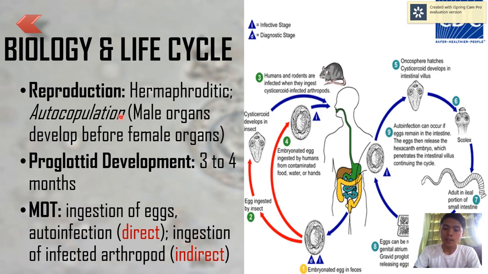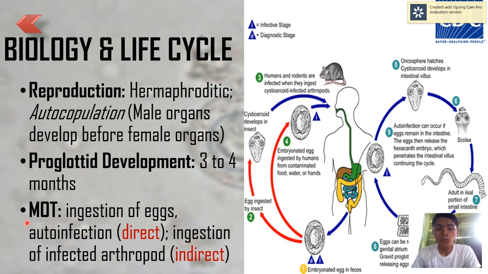Now, there are also cases na internal self-fertilization. So, meaning, that same proglottid ma-fertilize niya yung sarili niyang sperm. So, male organs develop before female organs. So, this is most common in hermaphroditic. So, I don't know why nauna ang male organ before female organ. It may be that this is an adaptation sa cestode in which para ma-prevent ang self-fertilization. I don't know. Pero naa akong nabasa. It prevents the self-fertilization. Proglottid development, just like other species, it takes 3 to 4 months.